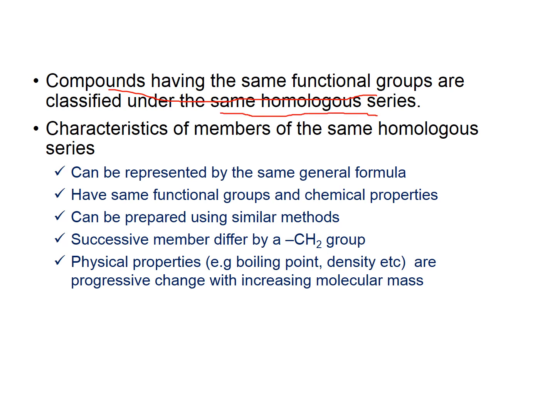Characteristics of members of the same homologous series: they can be represented by the same general formula, have the same functional groups and chemical properties, and can be prepared using similar methods. Successive members differ by a CH2 group. Physical properties, such as boiling point, progressively change with increasing molecular mass.